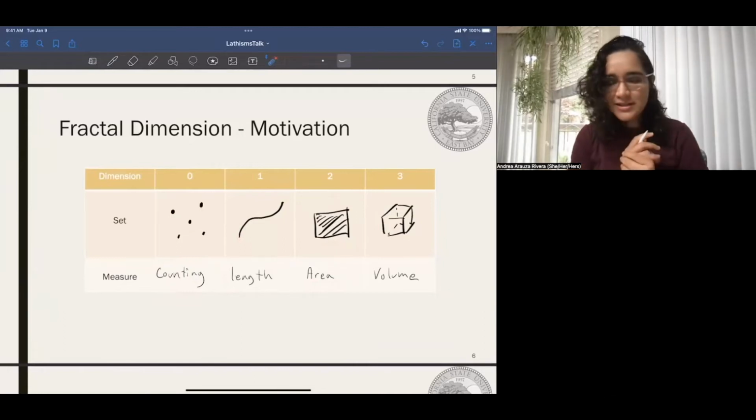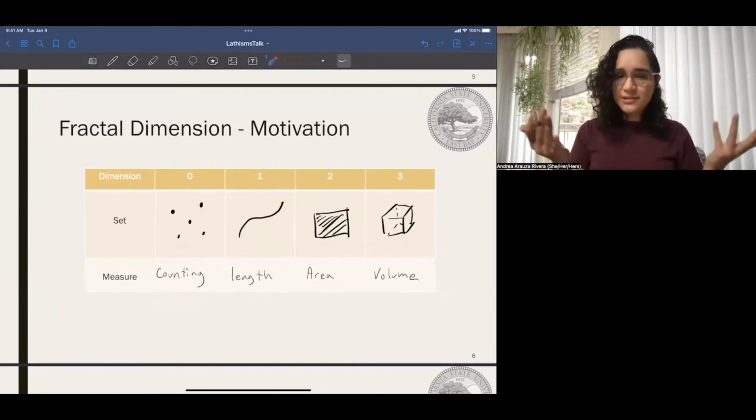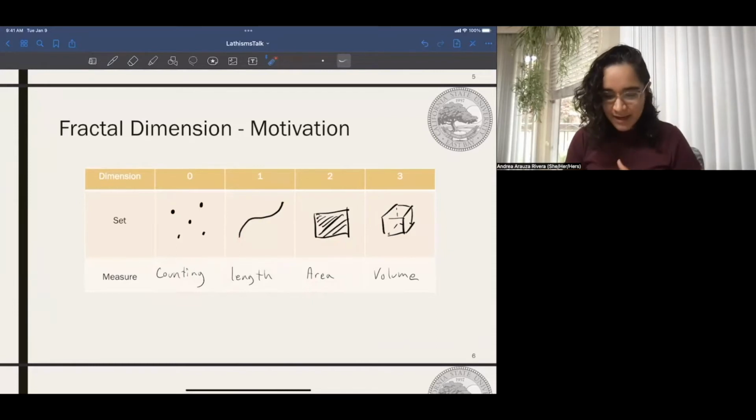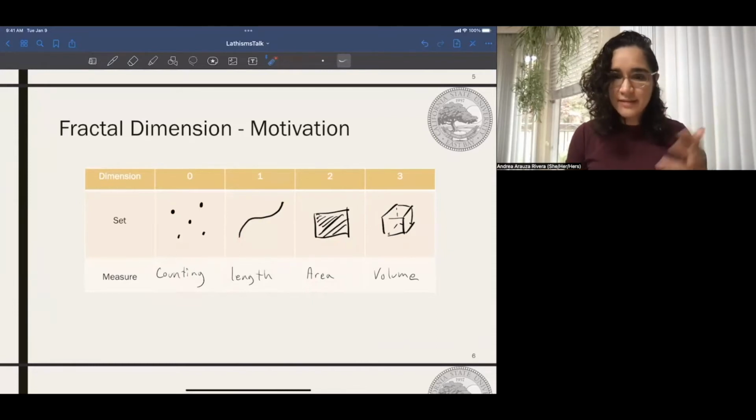Yeah. So one thing you might notice is that here I drew a lot of very nice sets, right? They don't really have fractal properties. So let me show you an example of a set that is fractal, and then we can think about what dimension it would live in and take a look at what happens when we try to measure it with some of these measures.